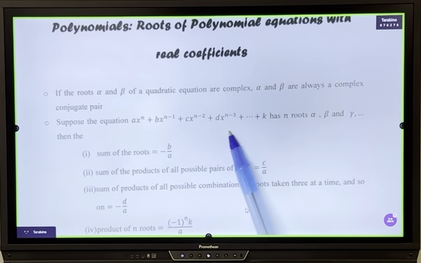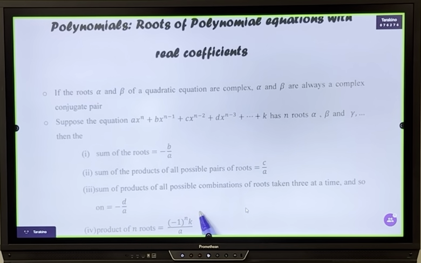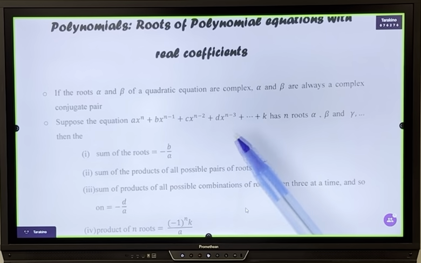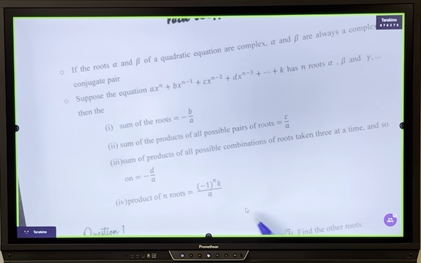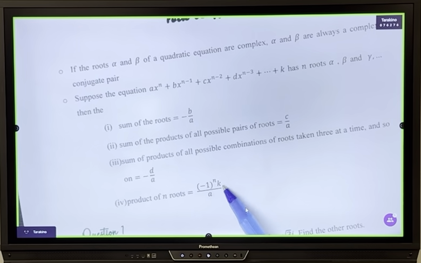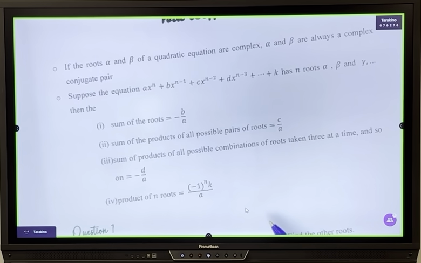So if you are given this polynomial here, that has n roots, you need to understand that the sum of all roots will be equal to negative b over a. Then the sum of the products of pairs of roots will be c over a. Then the sum of products of all possible combinations of roots taken 3 at a time is equal to negative d over a. But the product of all the roots will be negative 1 to the n, k over a, where n is the degree of the polynomial and k is the constant term of the polynomial. That's one thing that we need to understand.